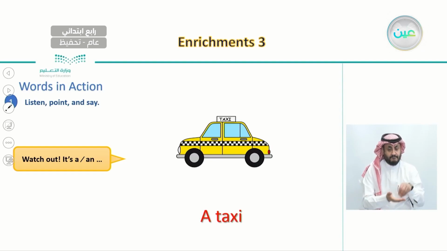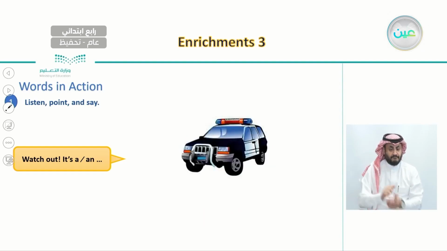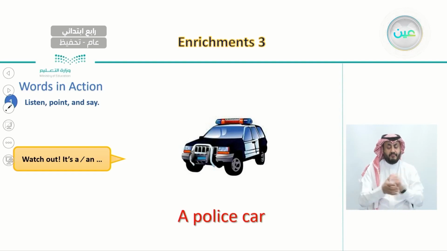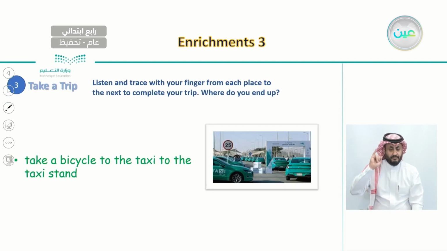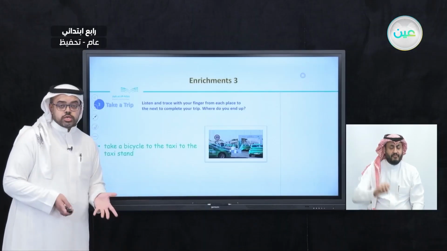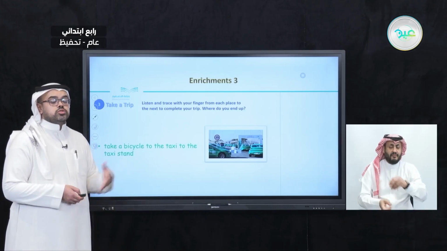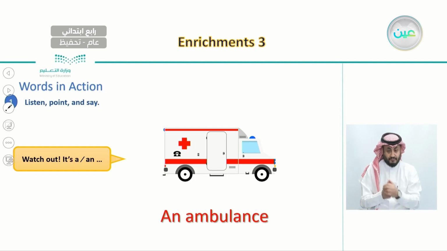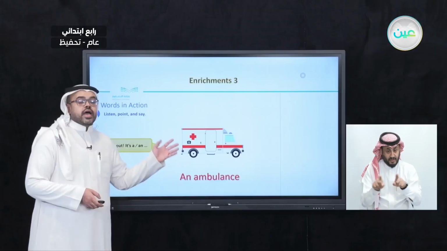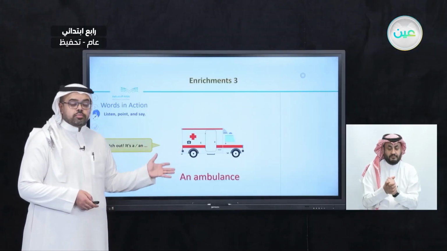a taxi, a police car, an ambulance. So those were most of the transportation vehicles that we use if we want to move from one place to another. As you notice, some of these words we start with a, like a truck, a police car, and some of them we use with an, especially those words that start with a vowel sound, like an ambulance and an airplane.